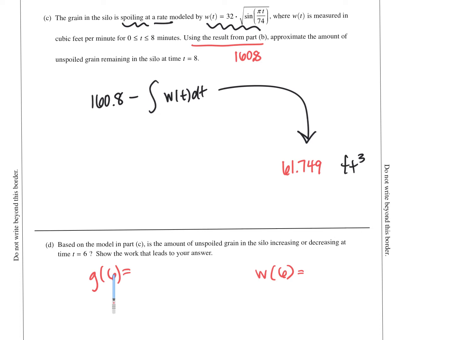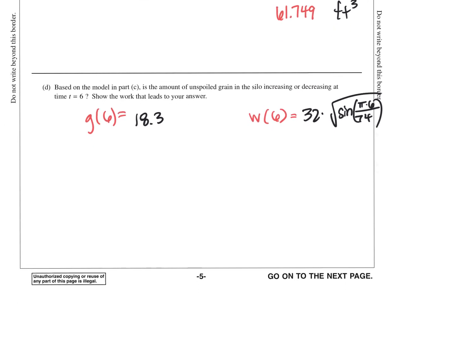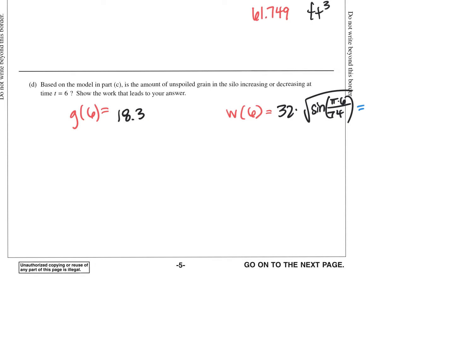So let's go try to find G of 6. Now, if we flip back, do we know what G of 6 is from my table? Because that's a table of G. What did they say for G of 6? Yeah, G of 6 is 18.3. How would we find W of 6? Yeah, because this is just W of t. So we're going to use our calculator and go find W of 6. I'm going to plug in 32 times root sine of pi times 6 over 74. Did y'all get a 2.237 when you plugged in that 6?